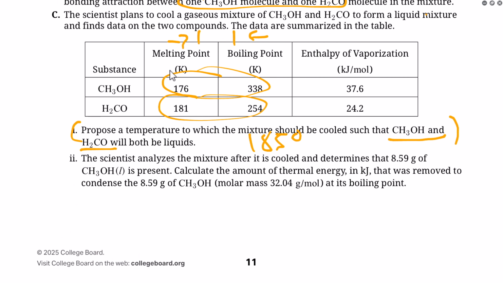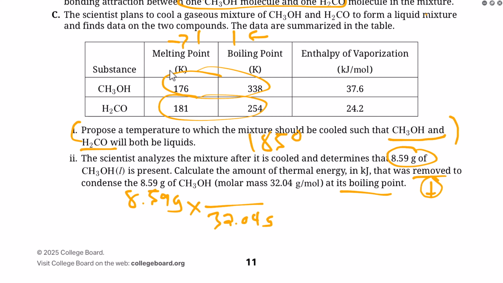Second part says the scientist analyzes the mixture after it is cooled and determines that 8.59 grams of the methanol is present. Calculate the amount of thermal energy that was removed to condense it at its boiling point. Okay, so energy removed, so that implies that we're going to have a positive value here, because removal implies that it gives the negative sign. We're taking out that energy. I want to know how much energy is removed, so positive sign here. So 8.59 grams of the methanol, and it gives you the molar mass, which is nice, 32.04 grams per 1 mole.